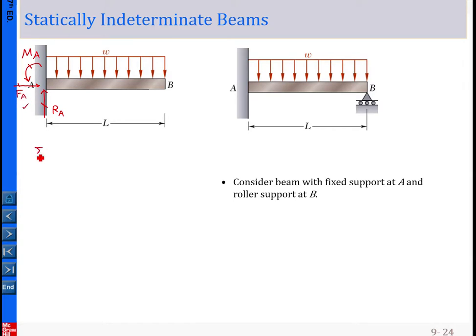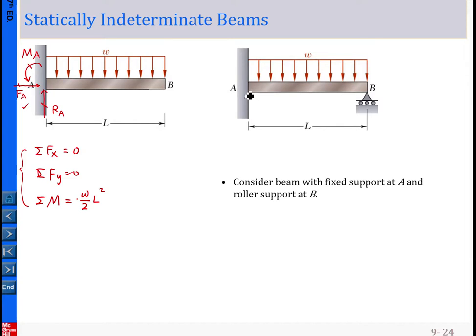Basically the three unknown reactions can be determined by the equilibrium equations: the sum of forces in the y direction and the bending moment about any point, in equilibrium with the given load, say omega divided by 2 L square. So in principle, three equilibrium equations are able to solve for three reaction forces. And we look at the example on the right hand side here.